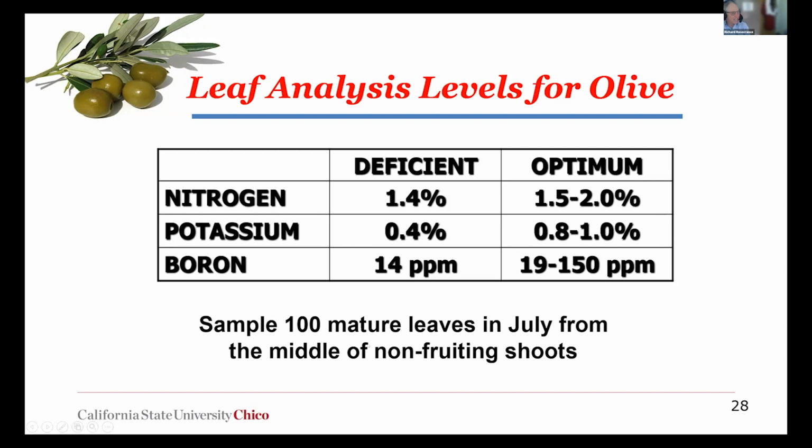Typically, the way we get that is we sample 100 mature leaves in July, and we take it from the middle of a non-fruiting shoot. It's very important to take it from a non-fruiting shoot, because a fruiting shoot will have much lower nutrient levels than a non-fruiting shoot.